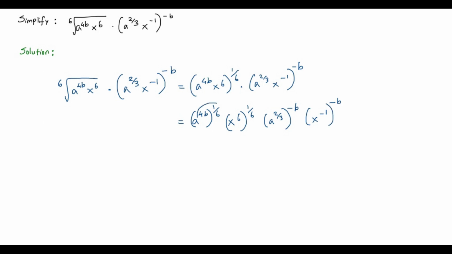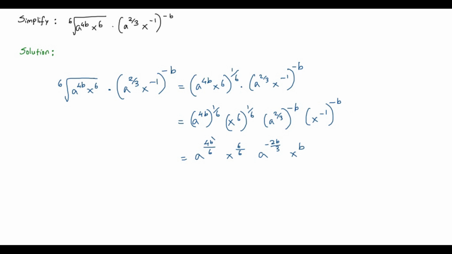Okay, now we can multiply these two exponents based on the laws of exponents. That is, a to the power of 4b times 1 divided by 6 will be 4b divided by 6, and x to the power of 6 divided by 6 when I multiply these two exponents. So here a to the power of minus 2b by 3, and here x to the power of plus b when I multiply minus 1 and minus b.